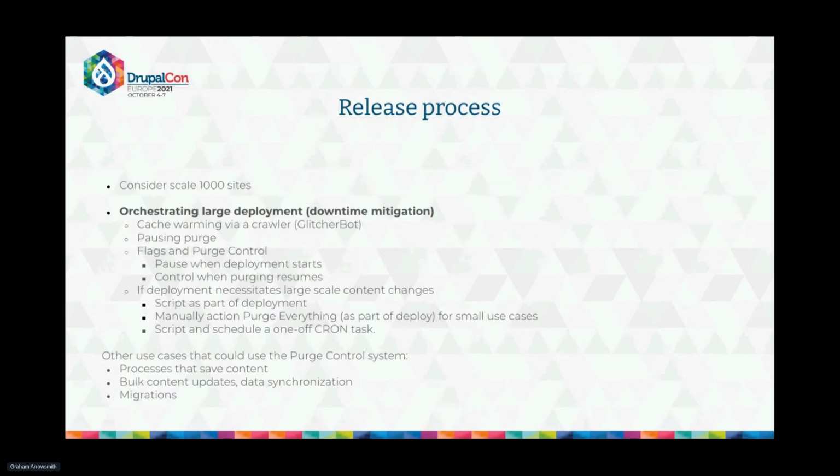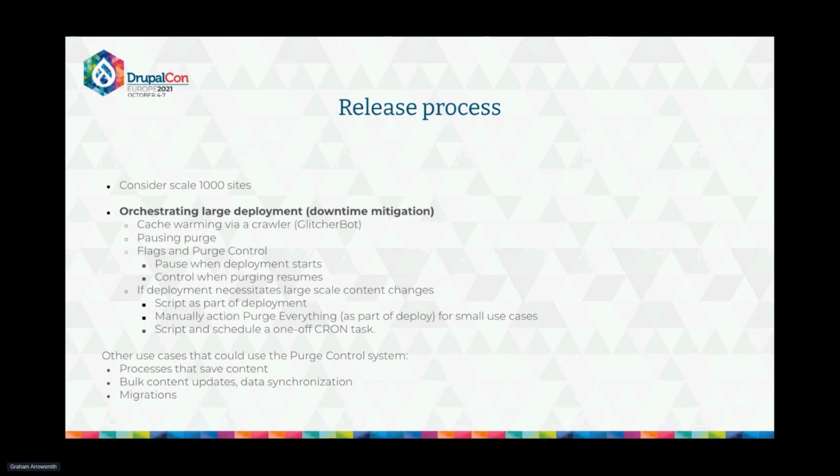So one other thing that I think would be good to just present and talk about briefly in the minutes we've got would be around the scale. So with 1,000 sites, when we needed to orchestrate the deployments, there were a couple of things that we did that really helped confidence in the deployment process. And again, it's an optimization. So we would cache warm before we deploy a new code base. And we put in place a flag and purge control system that allowed us to pause purging as needed.